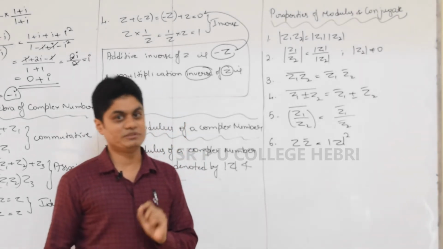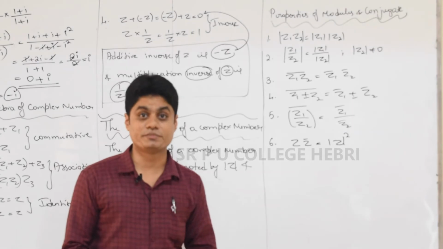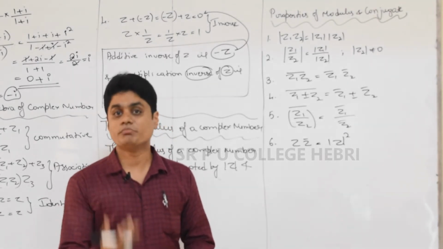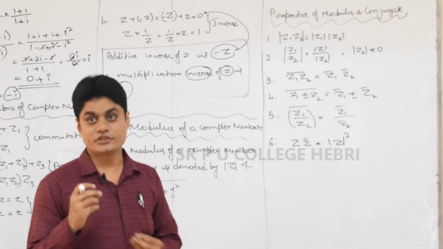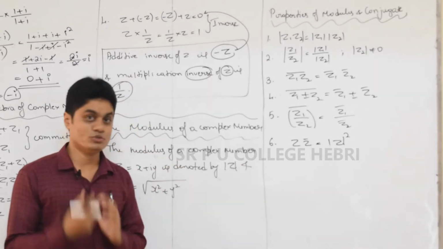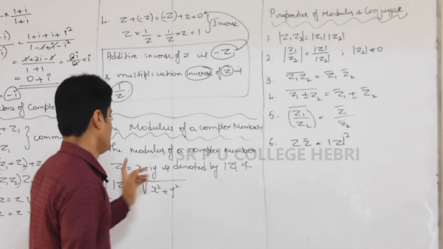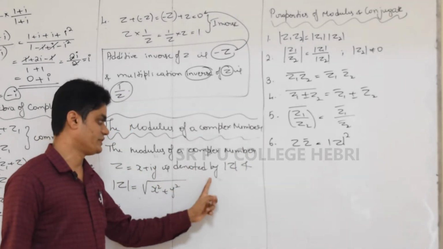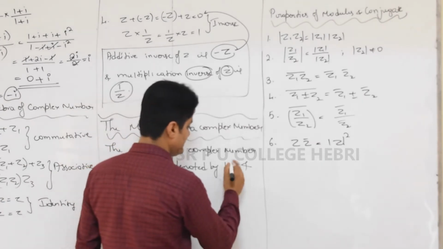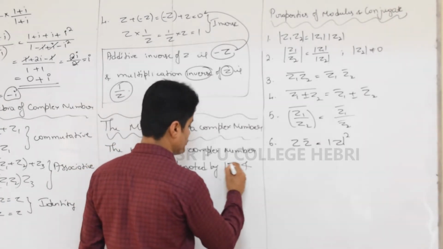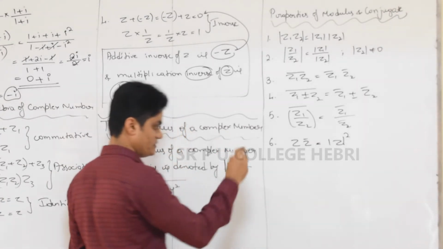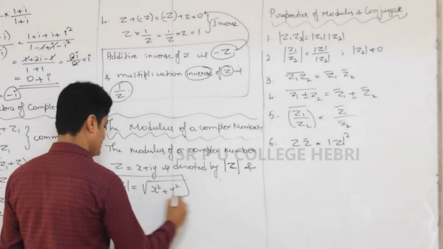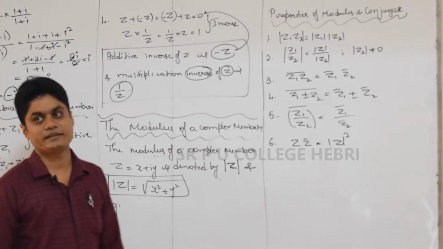You saw the modulus function in the real number system, in the functions chapter. The modulus function even exists for complex numbers also, and we are going to learn how to get the modulus of a complex number. The modulus of a complex number z, which is equal to x plus iy, is denoted by mod z. The symbol is the same as that used in the real number system. And mod z is equal to root of x square plus y square.